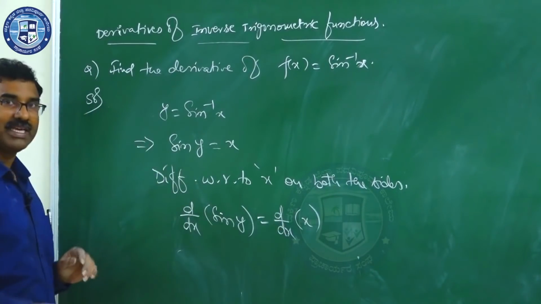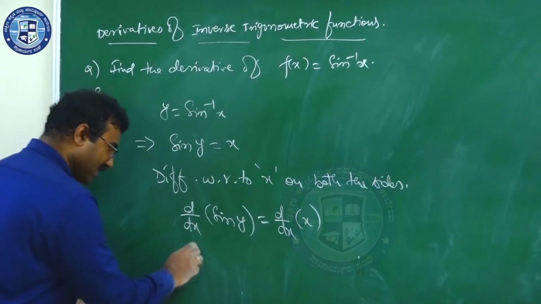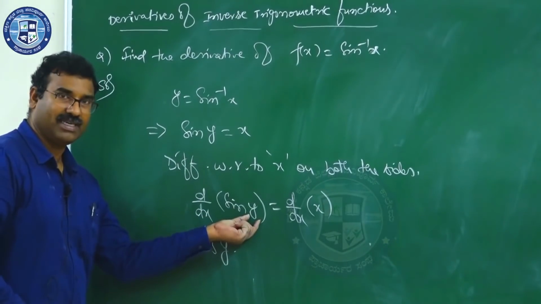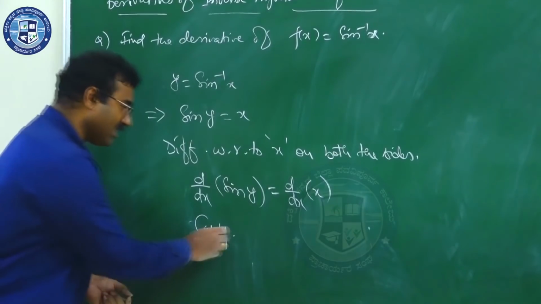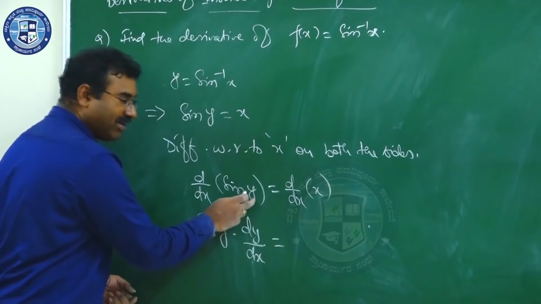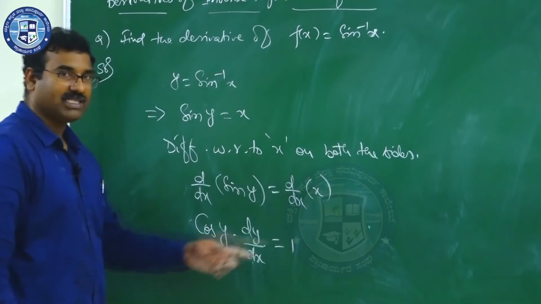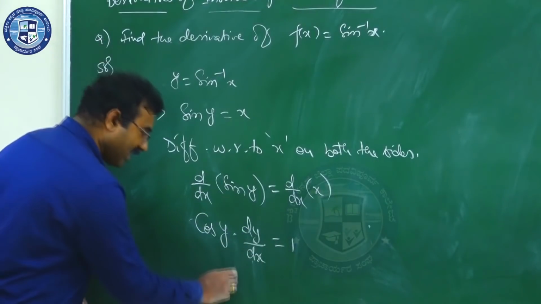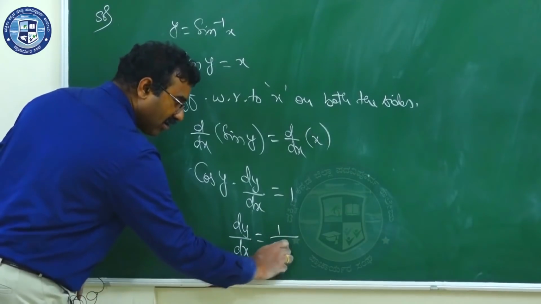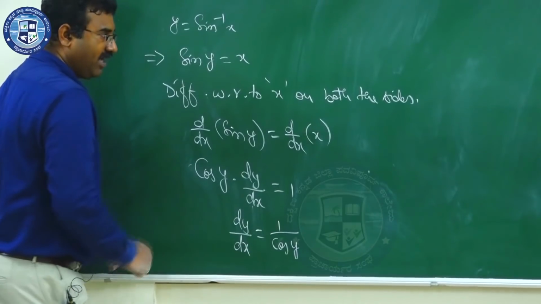So we apply chain rule here. We have the d by dx of sine x formula. What is d by dx of sine x? It's cos x. But here it is y that is present, so that's why we write dy by dx; it's a derivative you need to consider. So cos y into dy by dx is equal to d by dx of x, which is 1. So what we are getting, dy by dx is equal to 1 by cos y.